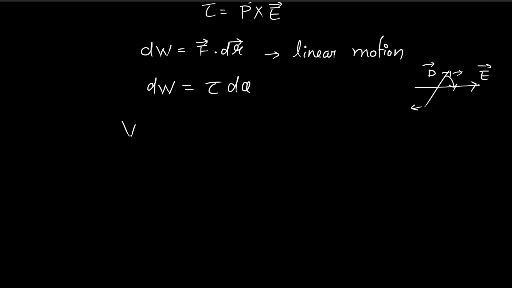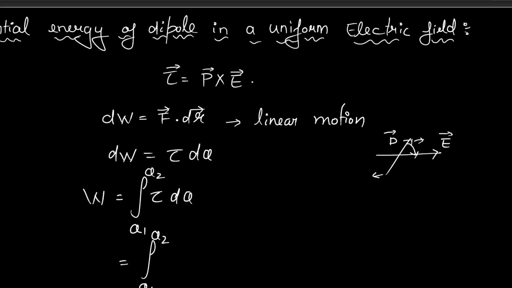If we find the total work done, it is the integration of tau d theta. Let me consider integrating from theta 1 to theta 2, and putting in the value of the torque. The torque value, from the cross product, is the p vector cross the e vector, which in magnitude is p e sine theta. You must know this. This is simply the cross product.